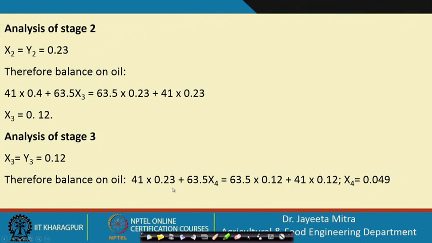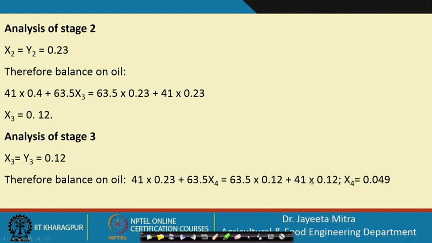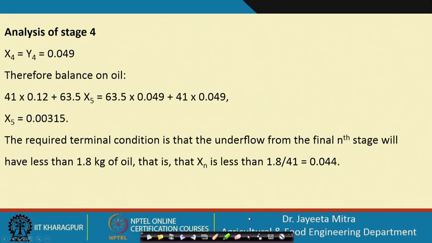So, 41 into 0.23 plus 63.5 into x 4, that will be equal to 63.5 into 0.12 plus 41 into 0.12. So, we are getting x 4 as 0.049. So, x 4, that means in the fourth stage, we are getting this. And in the analysis of stage 4, again x 4 equals y 4 because of the equilibrium condition.